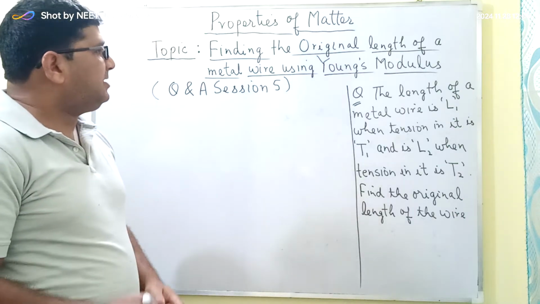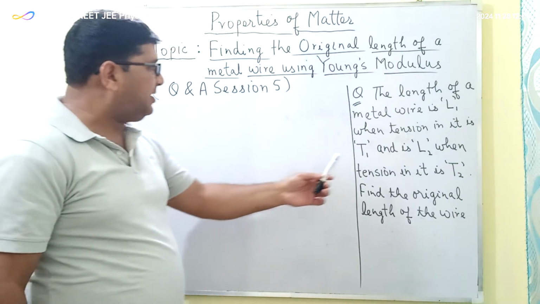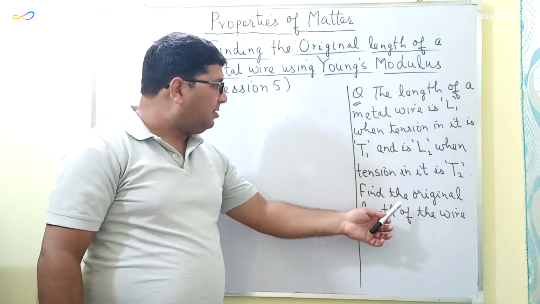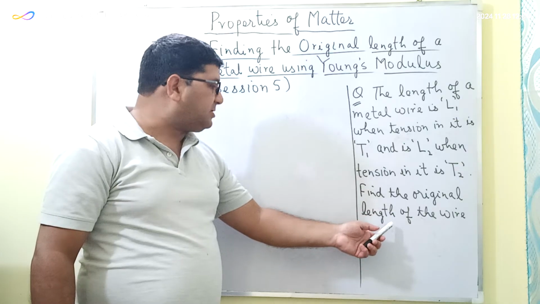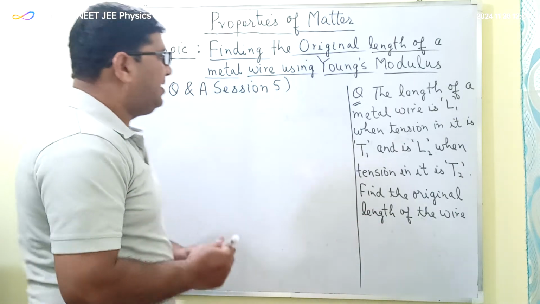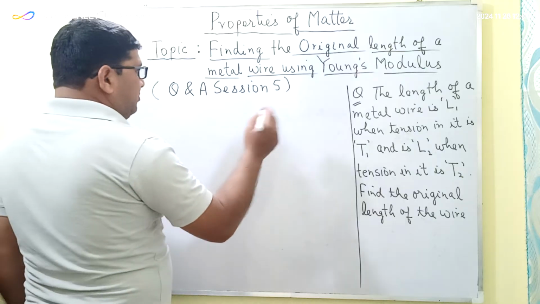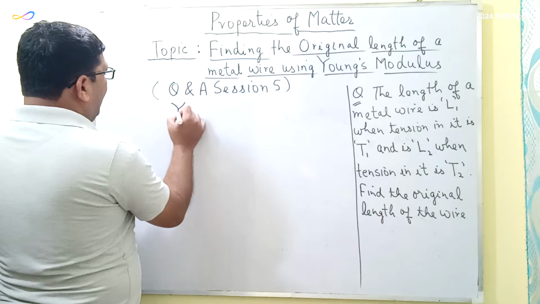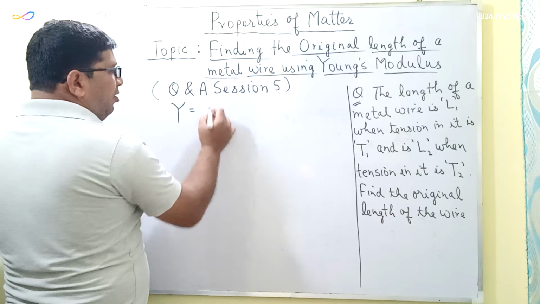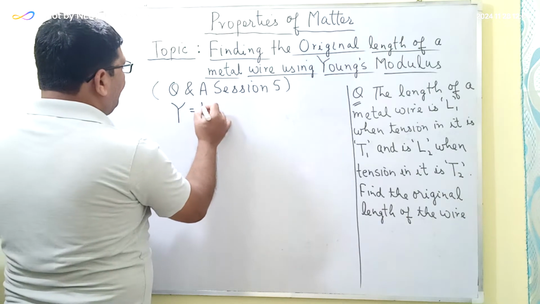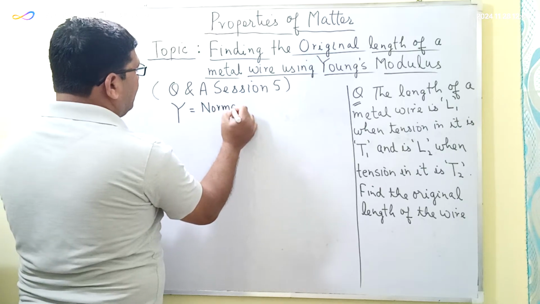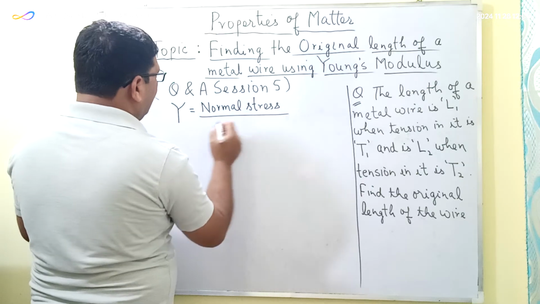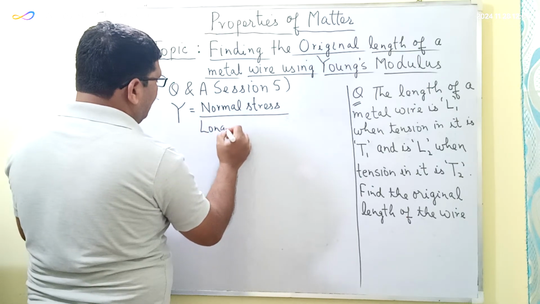So the question here is, the length of a metal wire is L1 when the tension in it is T1 and it is L2 when the tension in it is T2. So what is the original length of the wire? We have to find the original length of the wire. We know that the Young's modulus of elasticity is equal to the normal stress divided by the longitudinal strain.